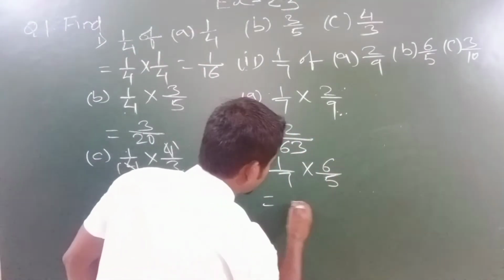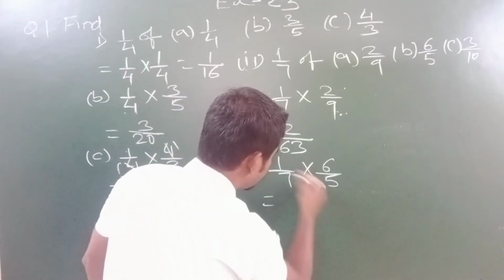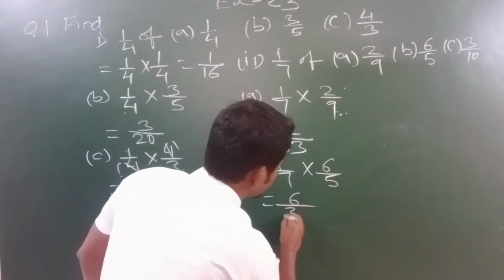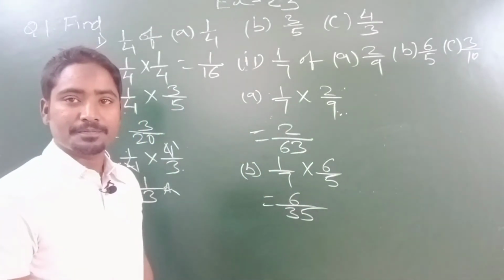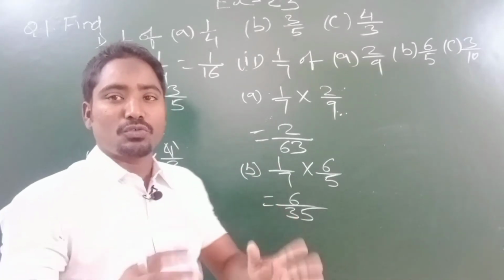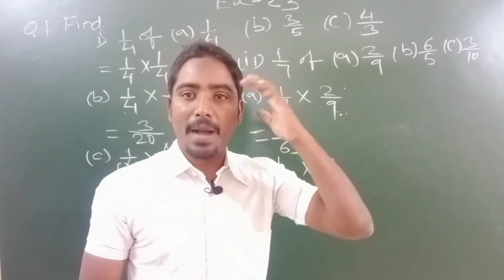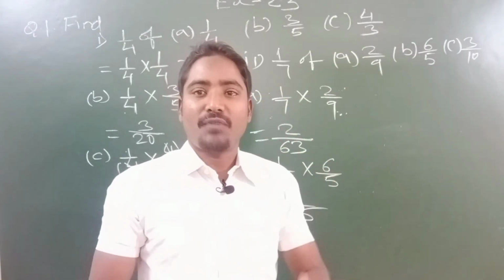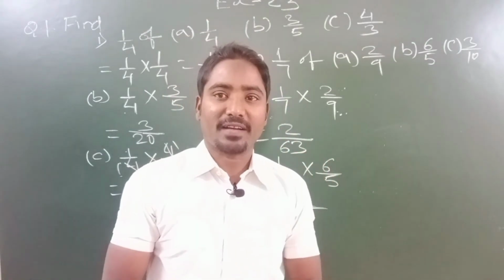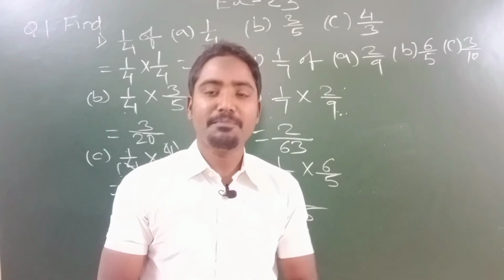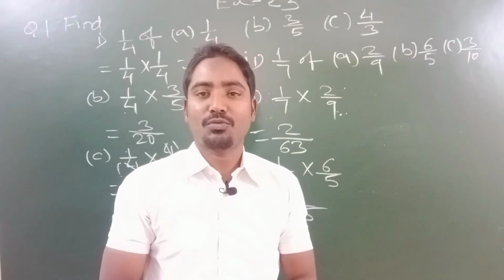So 6 times 1 is 6, 7 times 5 is 35. That is the answer. So simple questions are there in this chapter, students. You just have to have command over tables and then finding out the common factors. That's all. Simple multiplication and division calculations are there.